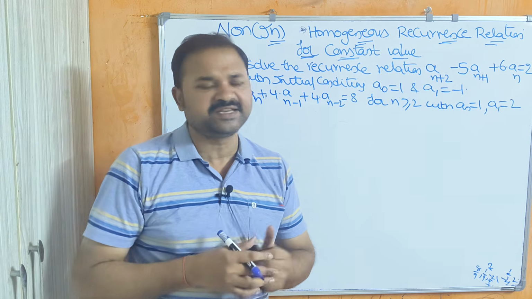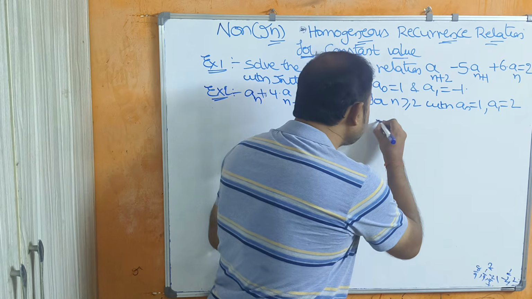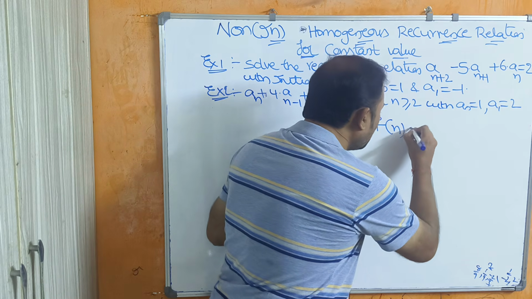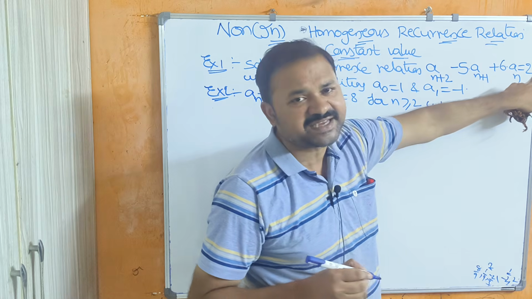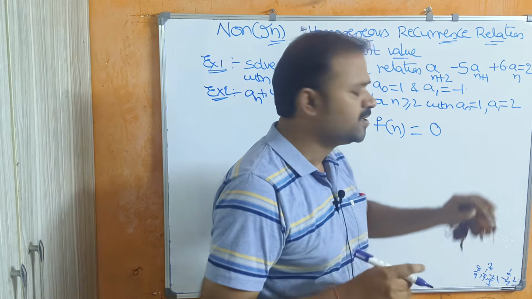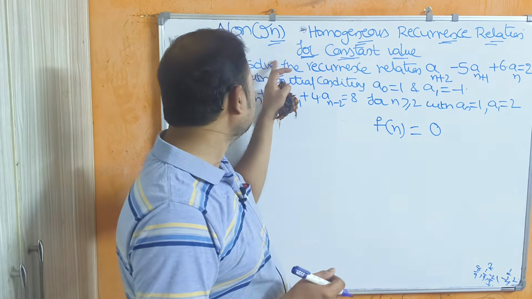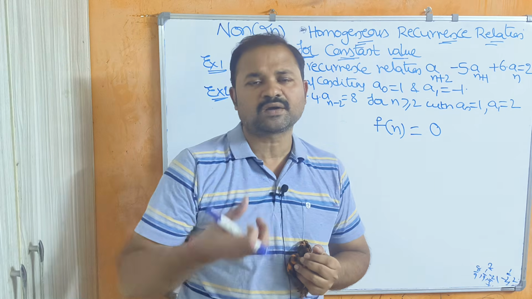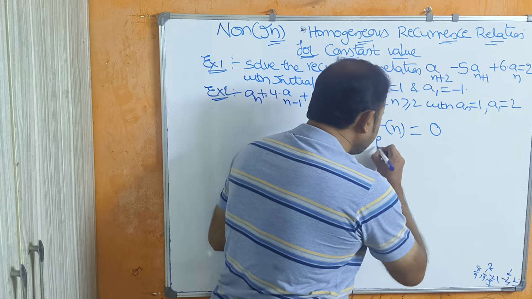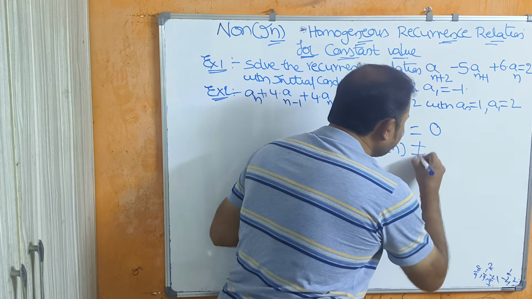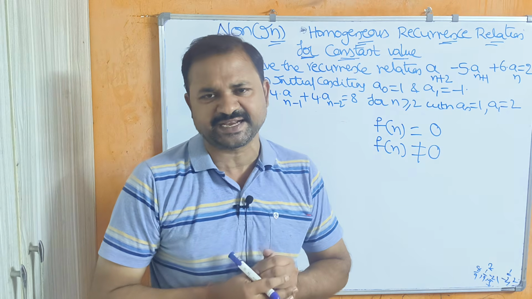Homogeneous recurrence relation means the right hand side value, let us assume it is f of n, must be 0. Whereas non-homogeneous or inhomogeneous or non-linear recurrence relation means the right hand side value, that means f of n, is not equal to 0. Here we have different cases in non-homogeneous recurrence relation.